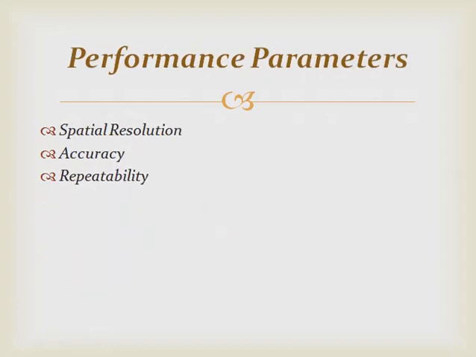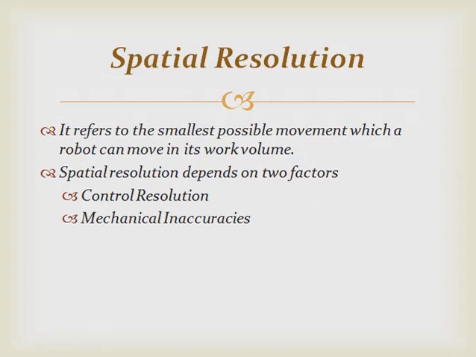Now we'll discuss the performance parameters. This is also very essential in robot technology, where we have segregated three different parameters: spatial resolution, accuracy and repeatability. Let us discuss one by one. Spatial resolution refers to the smallest possible movement which a robot can make in its work volume. So initially we need to define what exactly spatial resolution means. It is the smallest possible movement which takes place within the work volume of a robot.